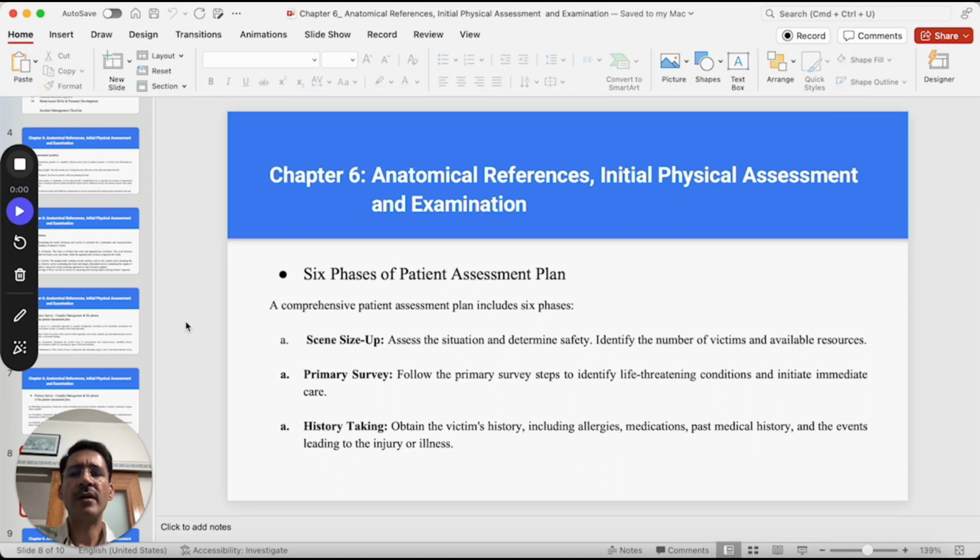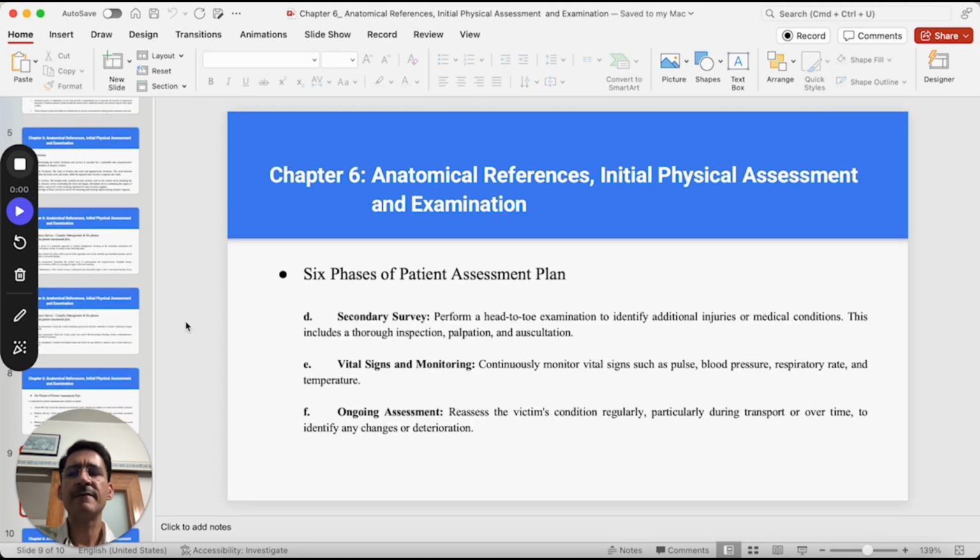History taking: obtain the victim's history, including allergies, medications, past medical history, and the events leading to the injury or illness. Secondary survey: perform a head-to-toe examination to identify additional injuries or medical conditions. This includes a thorough inspection, palpation, and auscultation. Vital signs and monitoring: continuously monitor vital signs such as pulse, blood pressure, respiratory rate, and temperature. Ongoing assessment: reassess the victim's condition regularly, particularly during transport or over time, to identify any changes or deterioration.